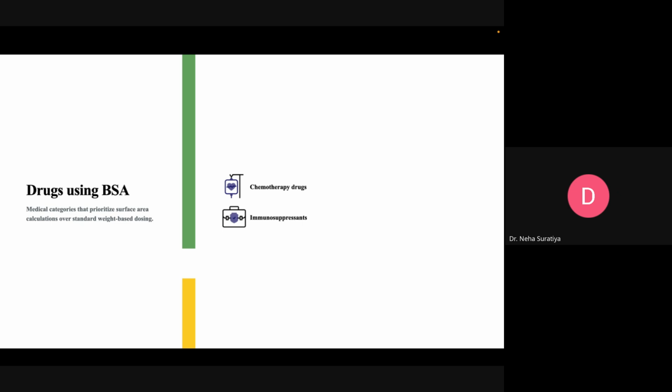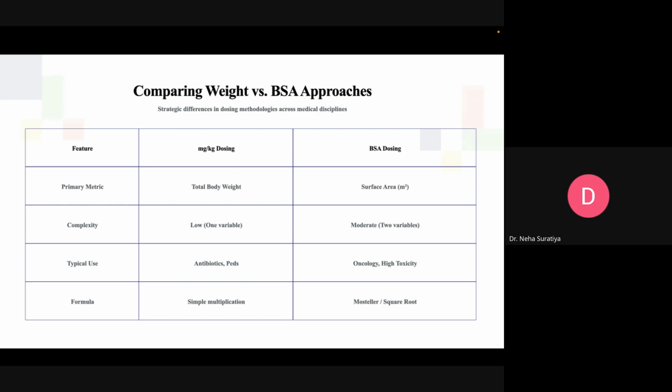Weight tells us the size guide, but BSA tells us the physiological exposure. Correct? So this is the importance BSA has. Now we have a comparison: weight versus BSA approach.